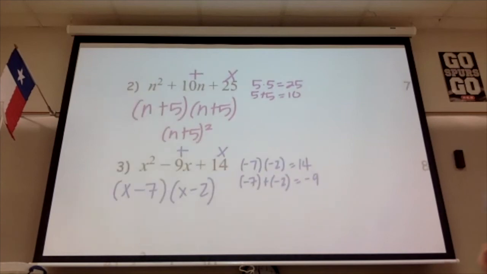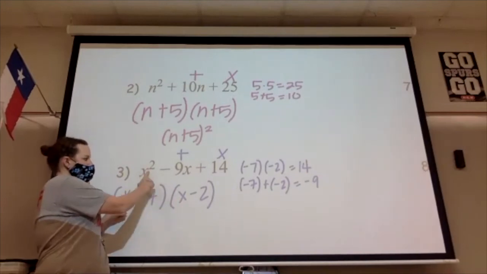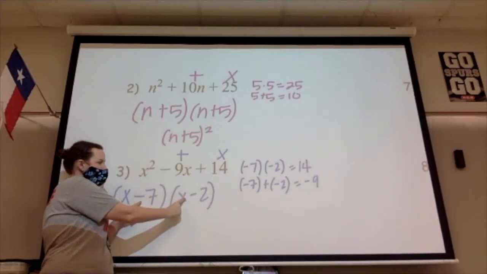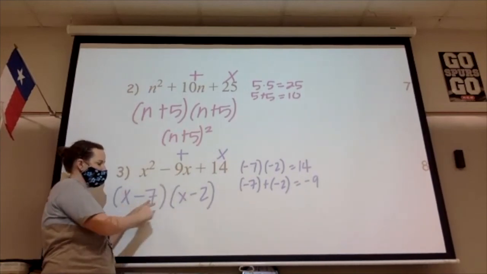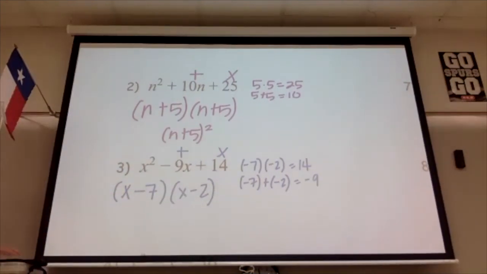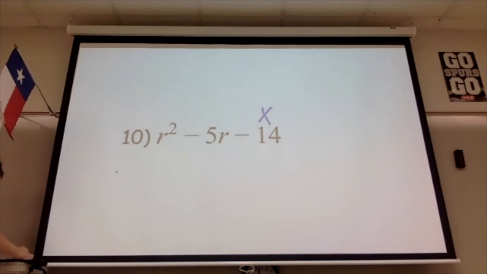Okay, let's check. If we distribute out, we have x times x, which is x squared, x times negative 2, and negative 7 times x. What's negative 2x and negative 7x? Negative 9, and then I have negative 7 times negative 2, 14. Okay, one more of these. Number 10. So multiplies to be negative 14, adds to be negative 5. Positive 2 and a negative 7.